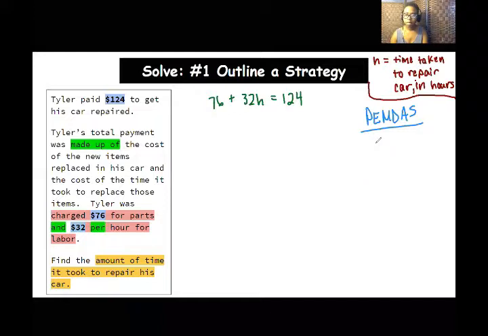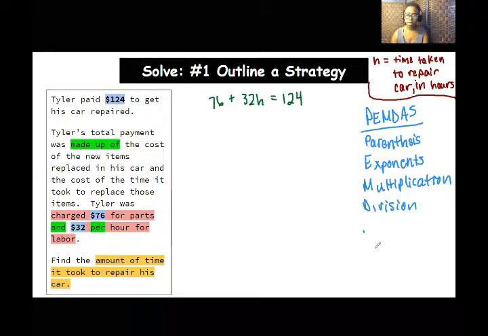So the P represents parentheses. E represents exponents. M represents multiplication. D is division. A is addition. And S is subtraction.